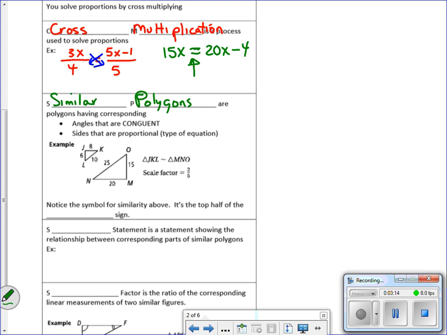Similar polygons are polygons that have corresponding angles that are congruent and sides that are proportional, meaning this, okay? So if I looked at an angle in here and an angle in here, they should match up and be exactly the same measure, okay? Same thing is true for the other corresponding angles. So if you take a look at K, it corresponds to N. So I know that if these triangles are similar, then angle K and angle N are congruent. Now the sides are not congruent. They're proportional, right? The whole idea is that one is larger than the other.